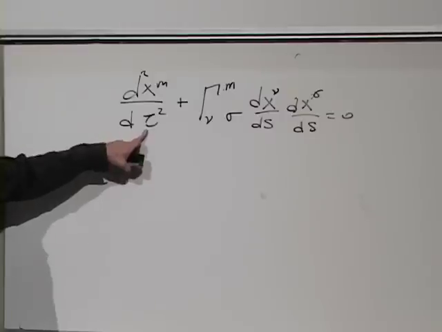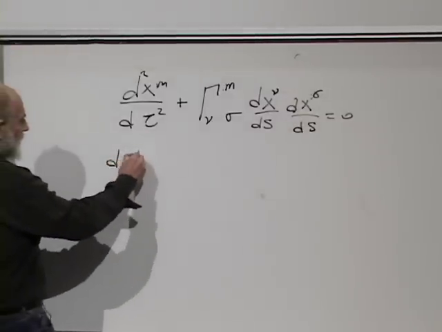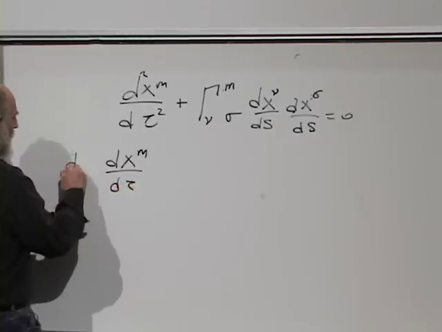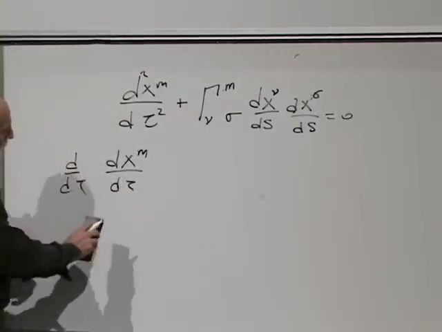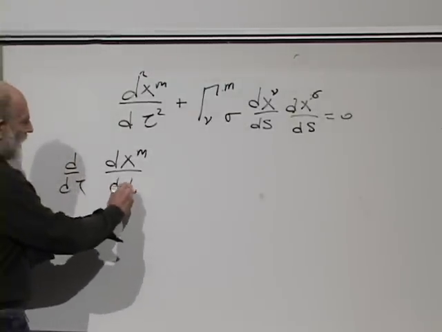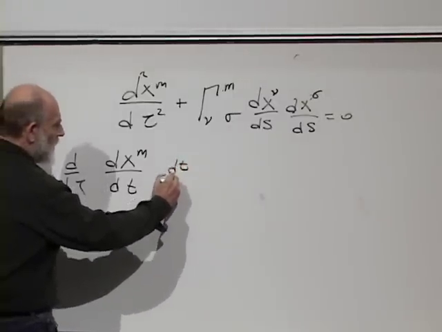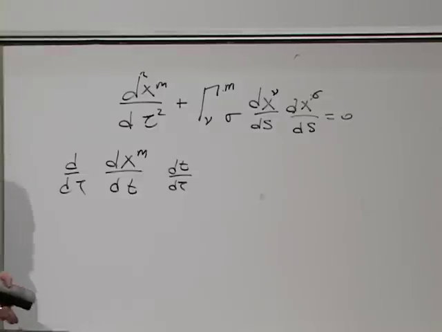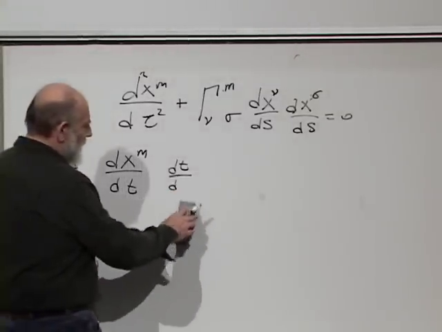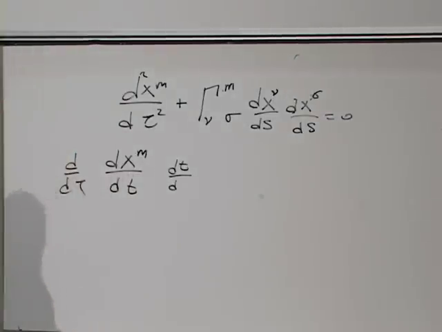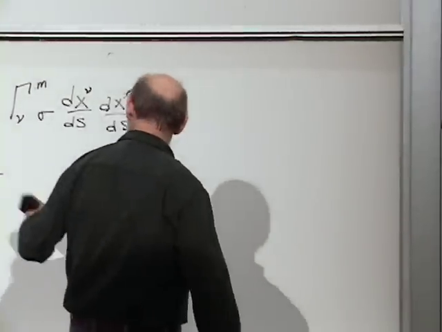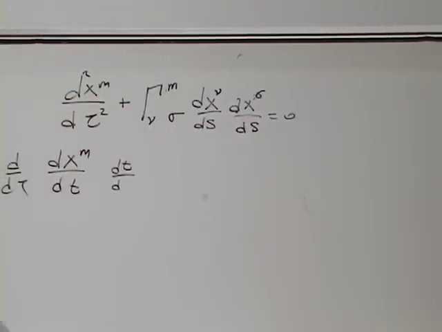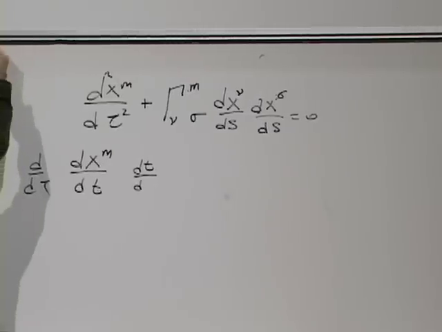All right, the first thing we'd have to do is deal with this guy here. This is dx^m by d tau, d by d tau. But we simply use the rule that differentiating with respect to tau is the same as differentiating with respect to t, and then multiplying by dt d tau. But what is dt d tau? Dt d tau is not 1. It's not 1. We have to remember what t is in terms of tau. We have to work out what dt by d tau is. But we know what it is. All right, let's work it out.